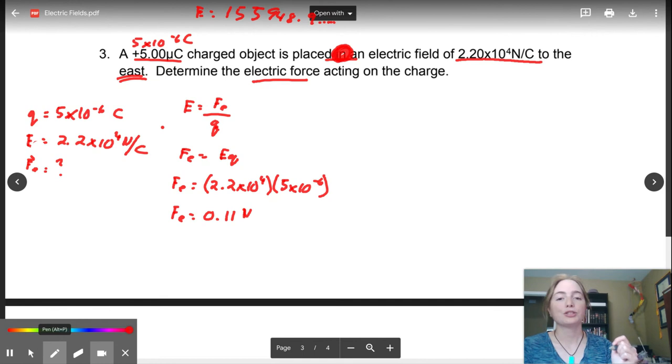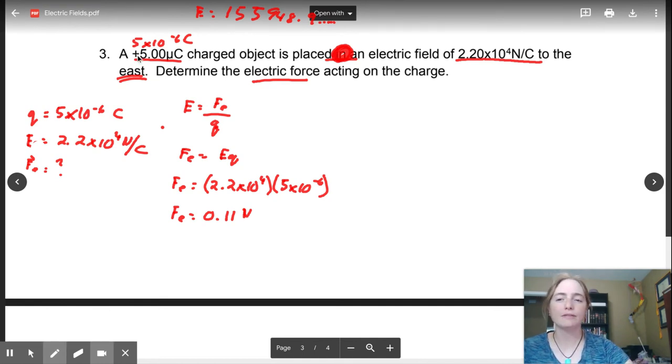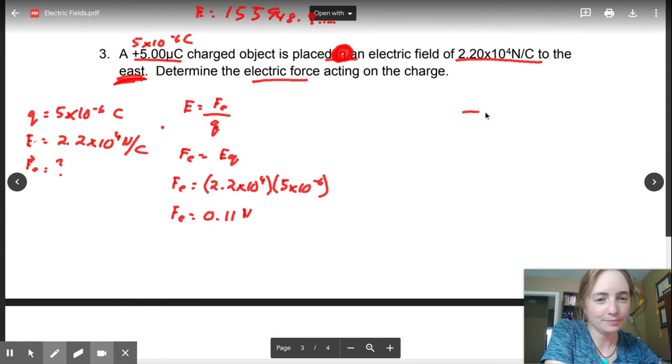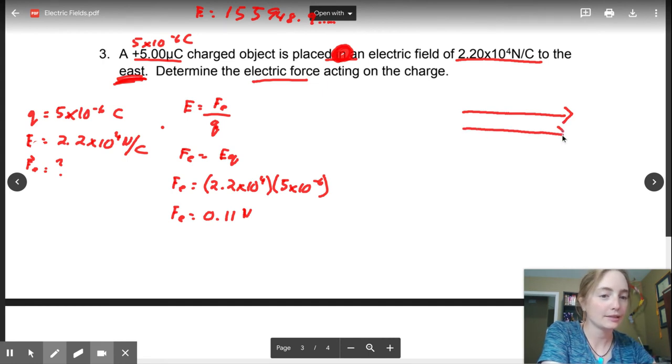Okay. So, a positively charged object is placed in an electric field with a direction to the east. Okay. So, ladies and gentlemen, my field lines are going to the east. Those red lines are my field lines. What are the 2 possible cases in which I can get my electric field lines going that way?